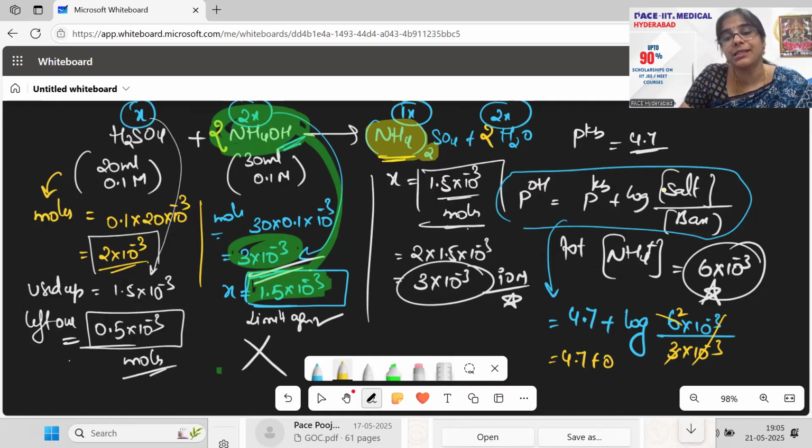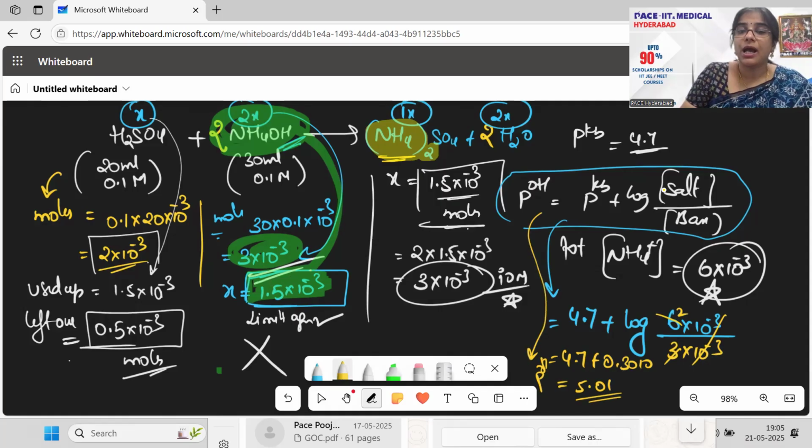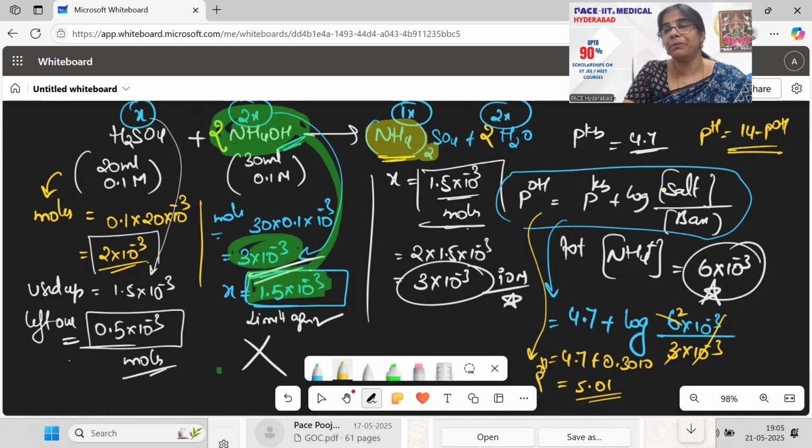Log 2 value is 0.3010. So this becomes our 5.01. 5.01 is my POH value. Right? This is my POH value, what I got. Now what is asked? pH value. pH will be what? 14 minus POH. That's the end of the story. 14 minus 5 point something. So which will be my 9 point, right? So 9 point will be my answer there.